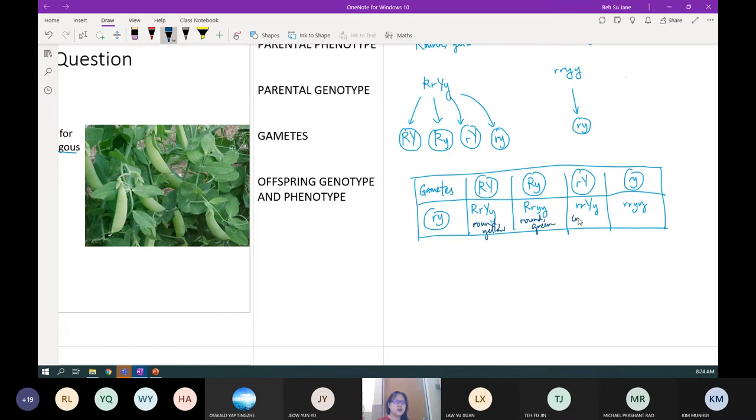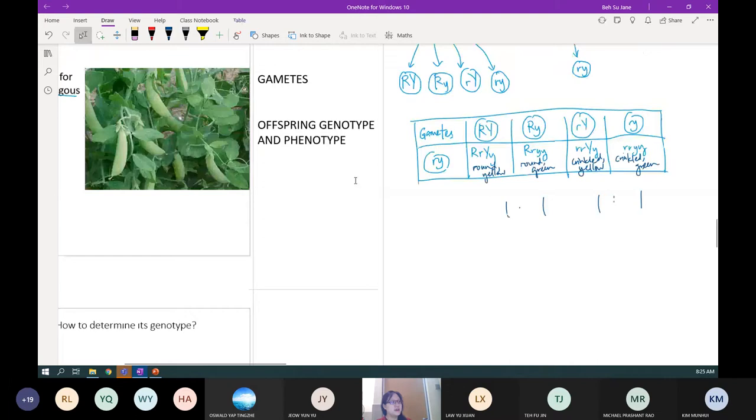We have crinkle and yellow and round. Oh, sorry about that. Crinkle and green. So you're right, it's a 1-1-1-1 ratio.